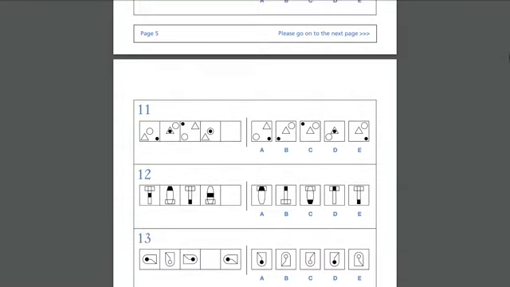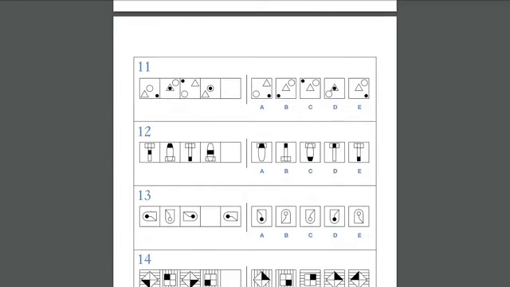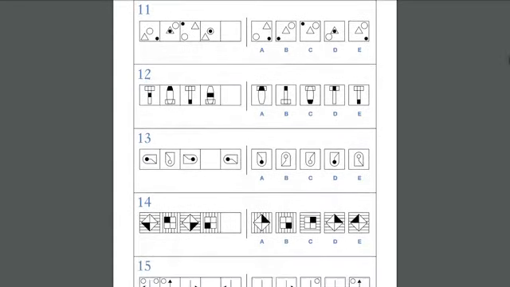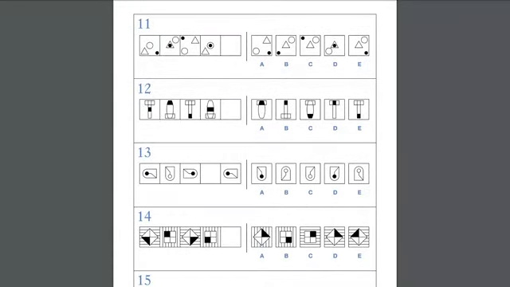Good. Try doing number 11, 12, 13, and 14 now. I'll give you some time to do this. Then I'll go through the answers with this one.